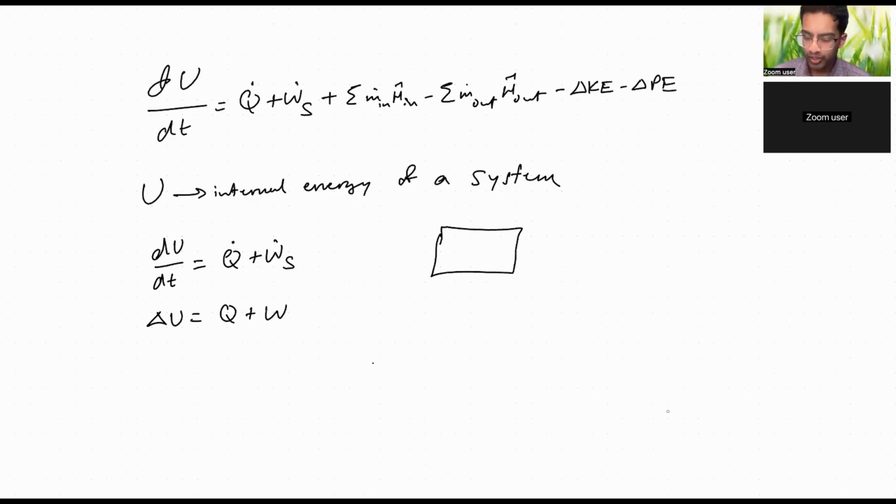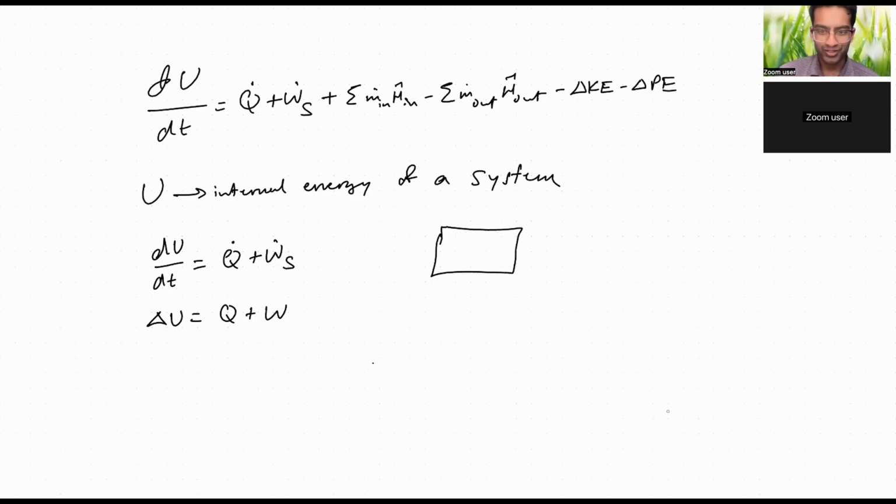So obviously U is most easy to use when you have a constant volume, like a rigid closed system like I showed you here. So there's no movement, there's no expansion or contraction, there's no flow going on. So we only really care about the heat we put in and any shaft work that's being done.